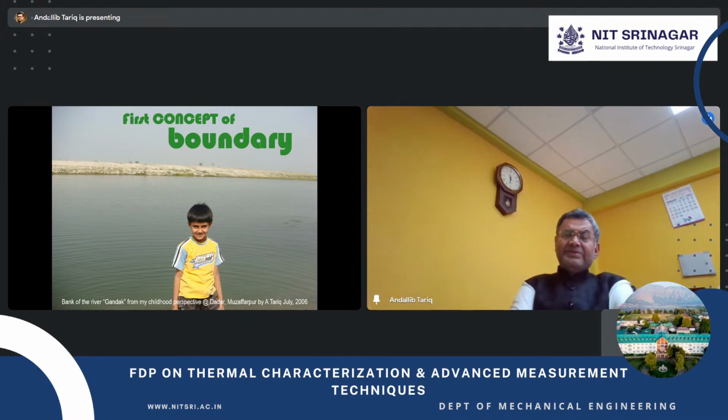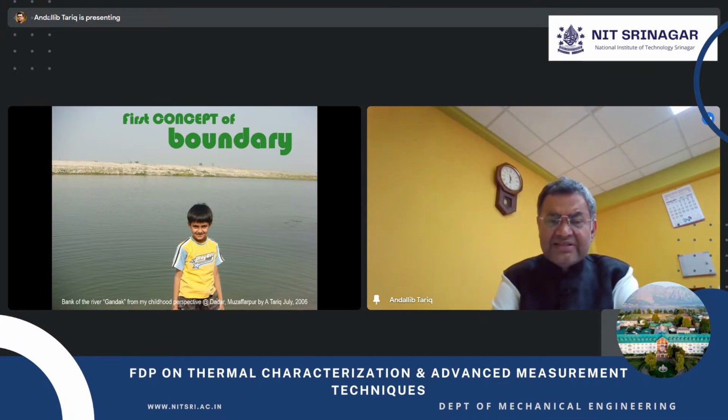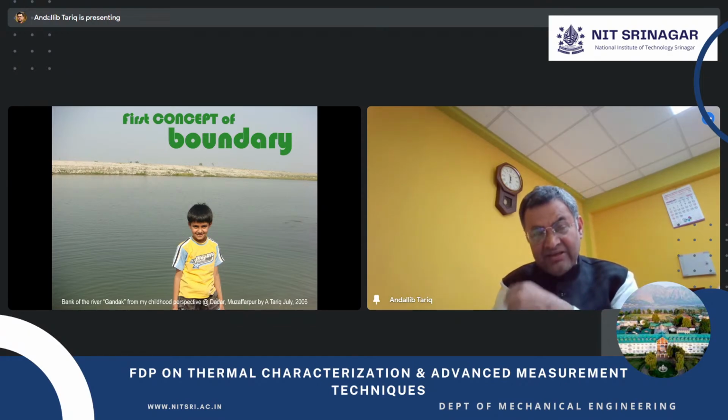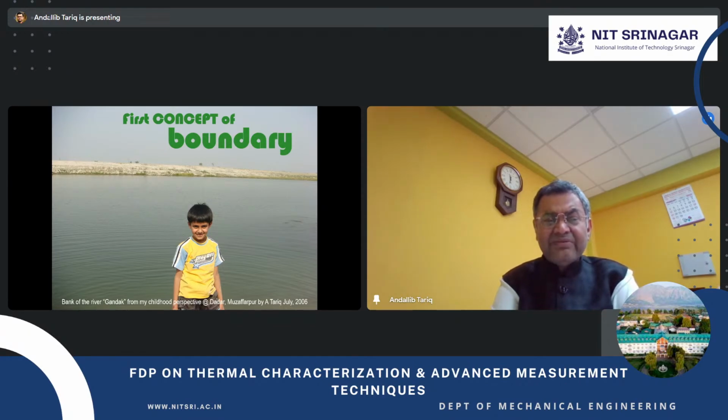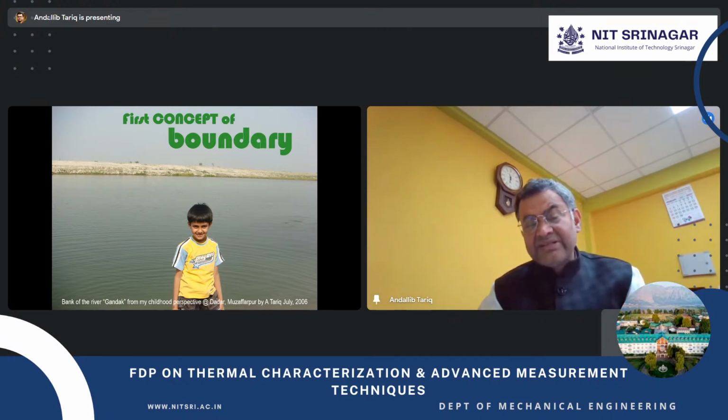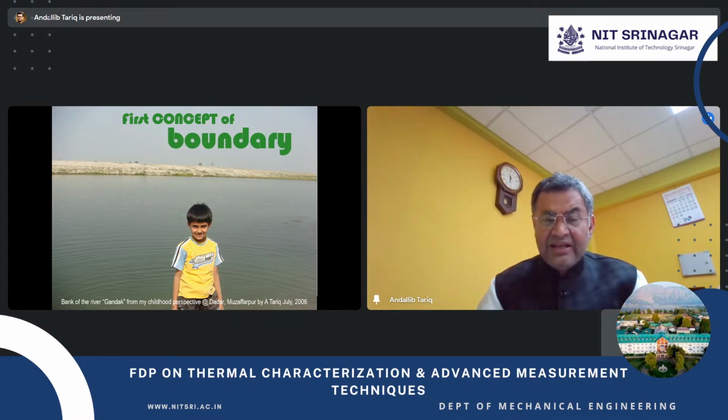So this is the first concept of the boundary. During my childhood, I was living inside a village, and in front of our home there was a river, the Gandak River, and we generally perceived the boundary something like that. The boundary of the village ends at the bank of the river, and we have just a long boundary. This is my first imagination about the boundary.